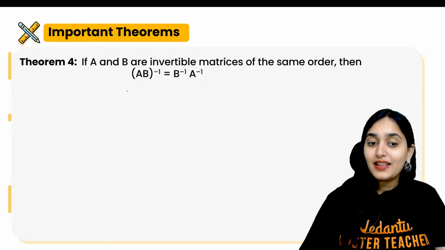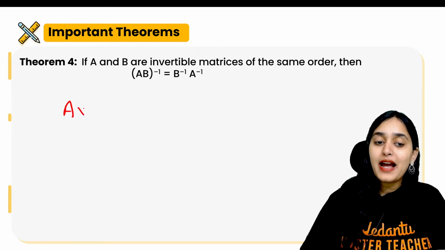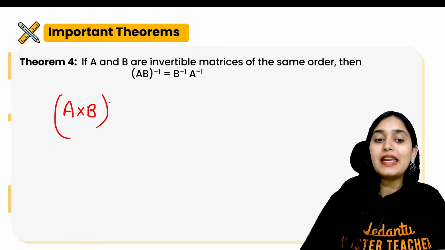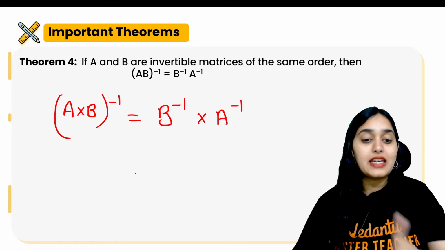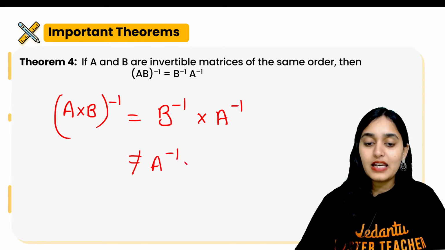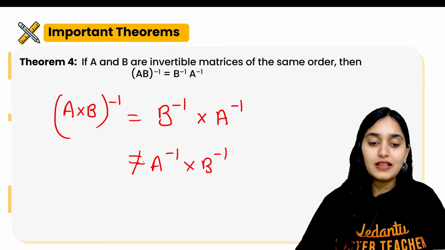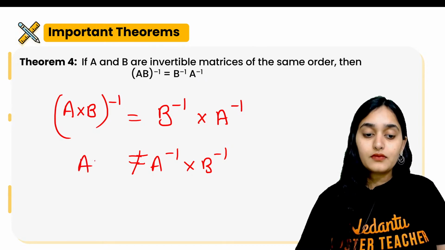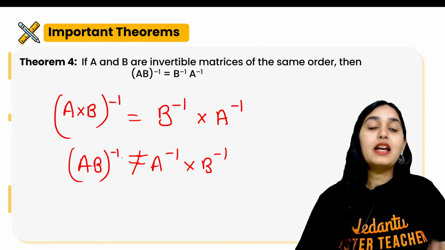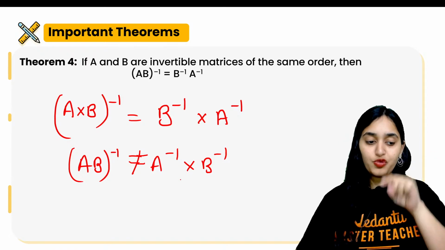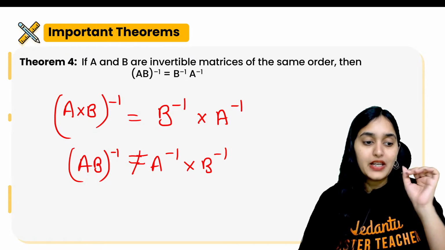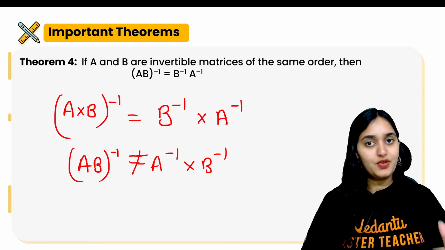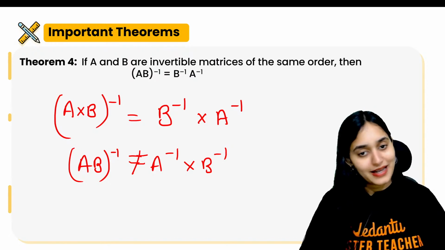Second theorem, A multiplied by B whole inverse is equal to B inverse into A inverse. It is not equal to A inverse into B inverse. Please remember, this is very, very important. AB whole inverse is not equal to A inverse into B inverse. It is rather equal to B inverse into A inverse. Clear? These two properties are related to the inverse of a matrix.